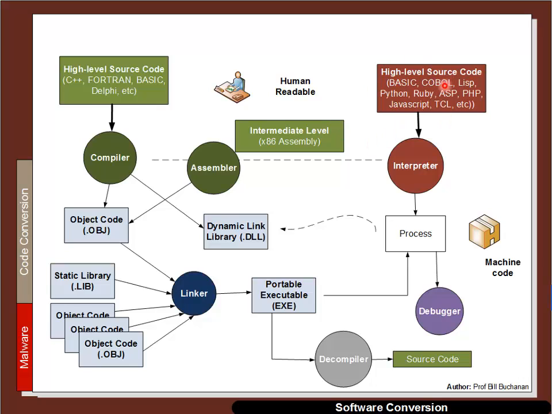The other type of code that we have is a high-level source code which is interpreted. Languages such as BASIC, COBOL, Lisp, Python, Ruby, ASP, PHP, JavaScript, and so on, all use an interpreted method where the code is run at runtime on an interpreter. Then it's up to the interpreter to produce the code that's required to be run on the machine. The advantage with this is that it can be machine independent, whereas compiled code tends to be written for the machine.